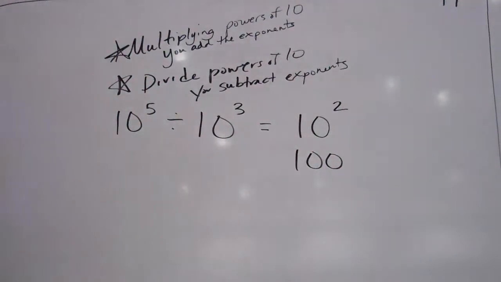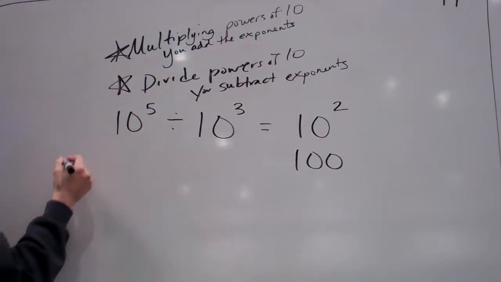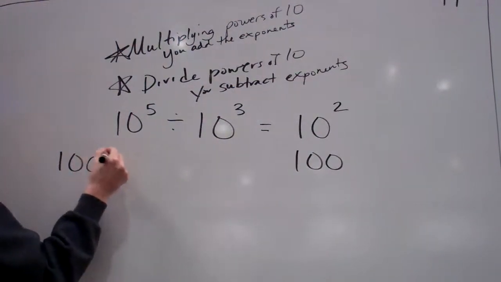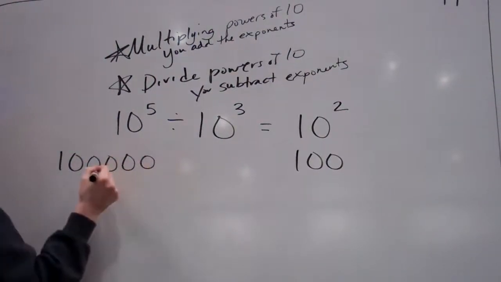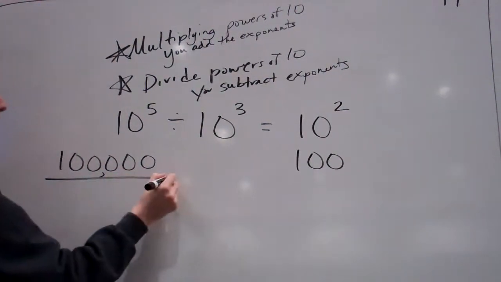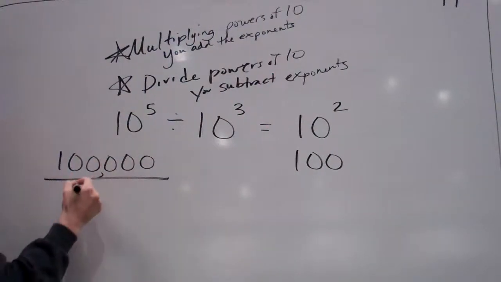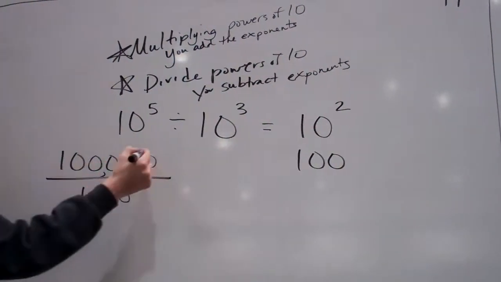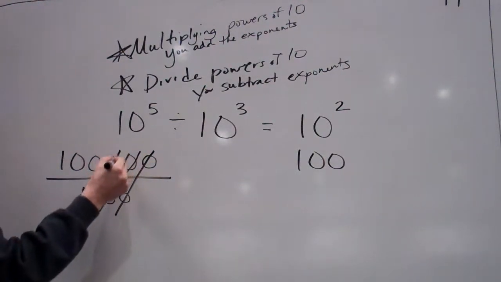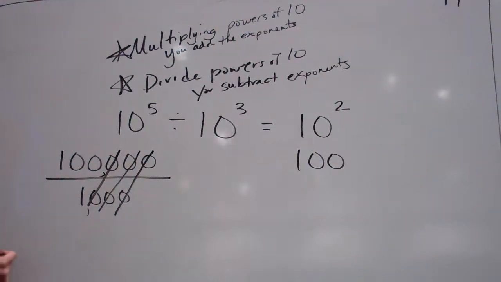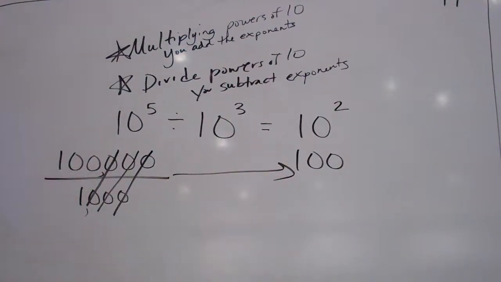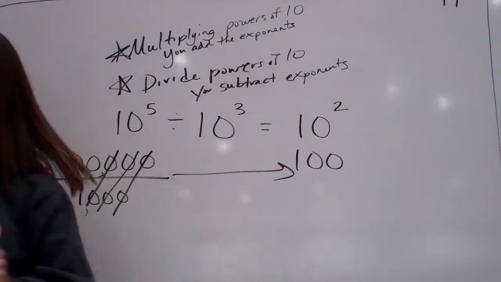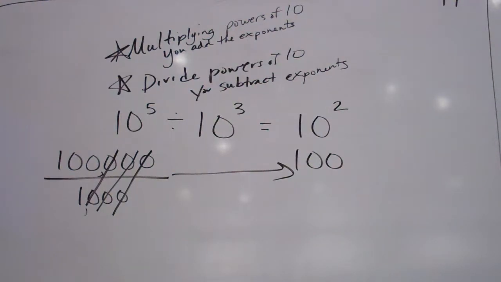Okay? And the way you can see that, if it helps you to see it visually, let's do 10 to the 5th power, which would give us 5 zeros, right? Divided by 10 to the 3rd power, which gives us 3 zeros, right? And then if I were to cross out zeros, it would give me 100 over 1, which is our answer, or 10 to the 2nd power. Does everybody understand? Pretty simple.